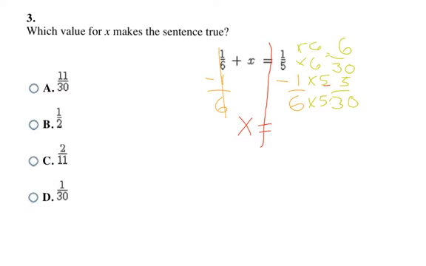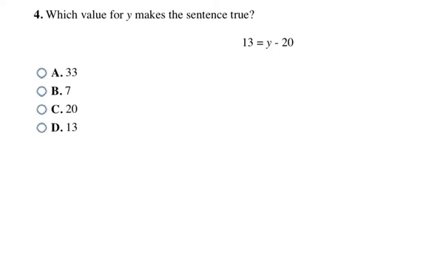And when you add and subtract fractions, you must add or subtract the tops and then keep the bottoms. 6 minus 5 is 1. And then you keep the bottom, which is 30. So that's what x is going to equal. And that's going to be my final answer, D. And remember, you can always check it by taking 1/6 plus 1/30 and seeing if that does equal 1/5.